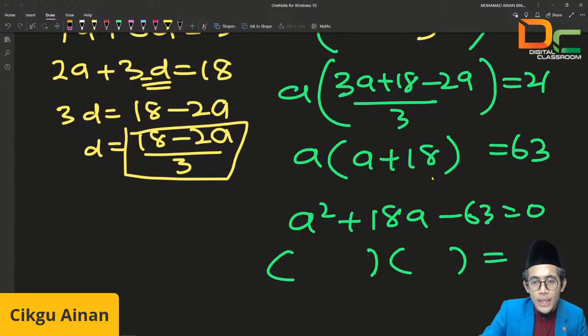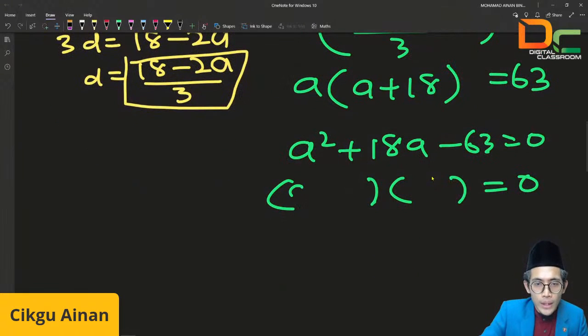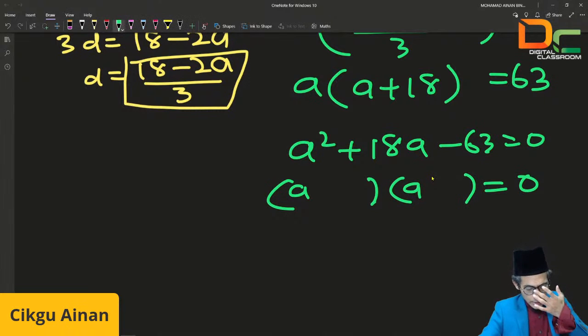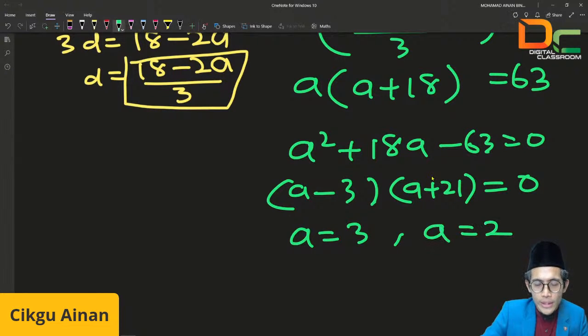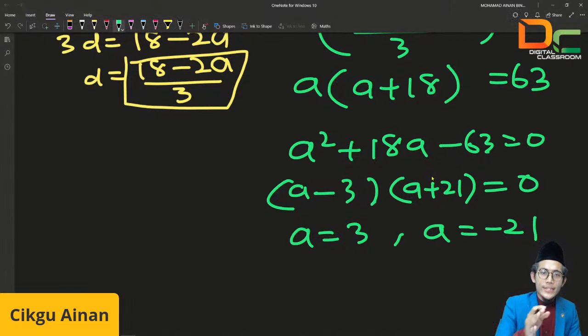This one, just use your equation mode on the calculator. Okay, you get A multiply A, you get A minus 3, A plus 21. Okay, so A is 3. A is minus 21. Okay, now in this case we have two values of A.